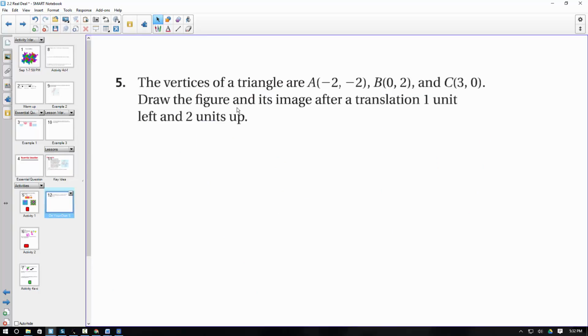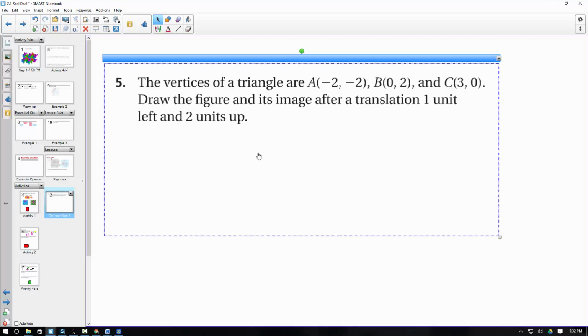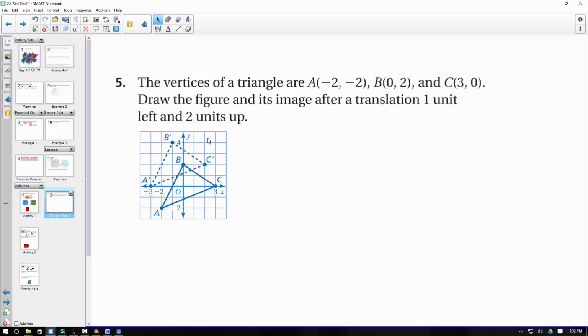And then finally, here we go. The vertices of a triangle are -2 and 2, 0, 2, and 3, 0. Draw the figure and its image after a translation of 1 unit left and 2 units up. So my rule here is, just write the rule out here. So it says 1 unit to the left, so x minus 1 and y plus 2. So here's my image right here.